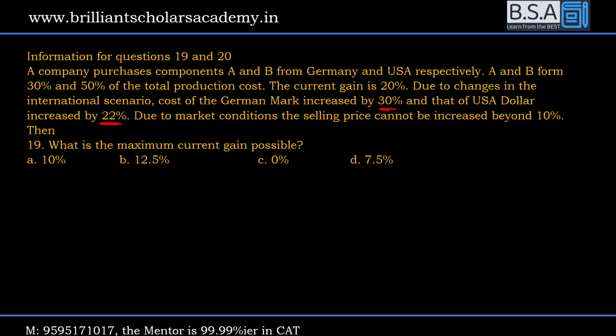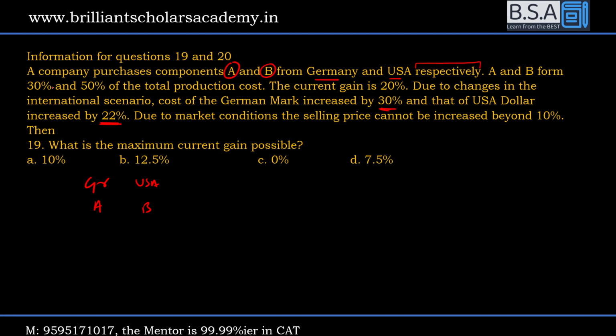Go on, solve. See, how do you assume variables? How do you assume values here? A company purchases components A and B from Germany and USA respectively. What does this mean? From Germany, we are purchasing A. From USA, we are purchasing B. That is what the sentence says. Company purchases A and B from Germany and USA respectively.